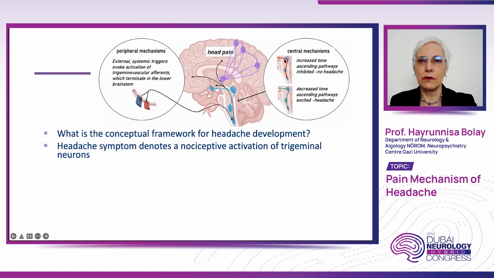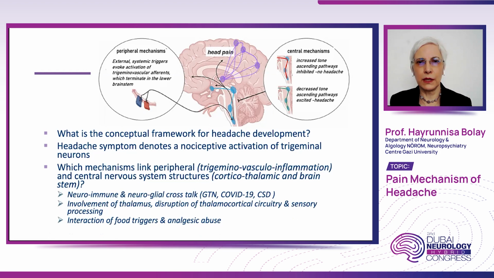At the same time, we know that there are central mechanisms, mainly in the cortex, like cortical spreading depression or thalamocortical oscillations or any disruption of this system. The descending pain control system starts from the cortex, the orbitofrontal cortex, and includes the hypothalamus and periaqueductal gray matter. There is a balance between them. These two systems, central and peripheral, are connected. Which mechanisms link these structures?